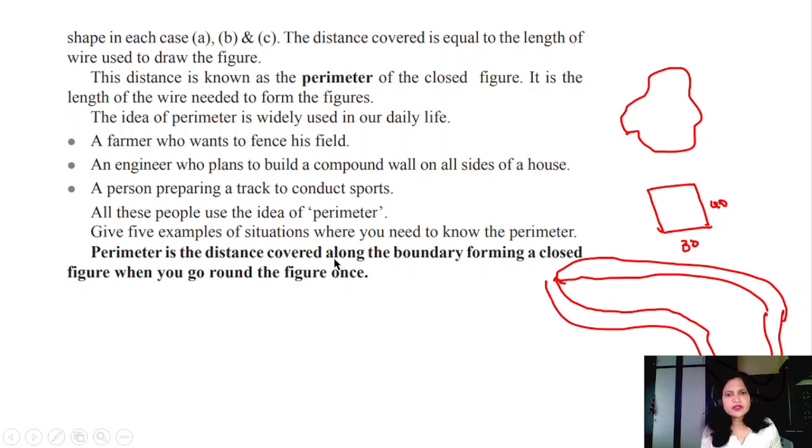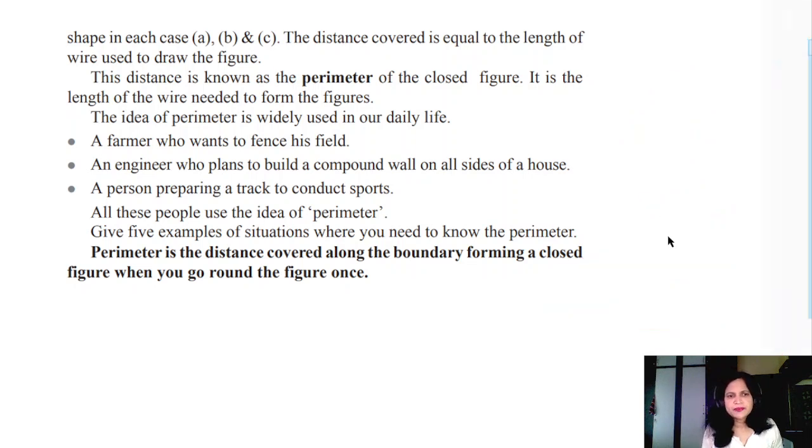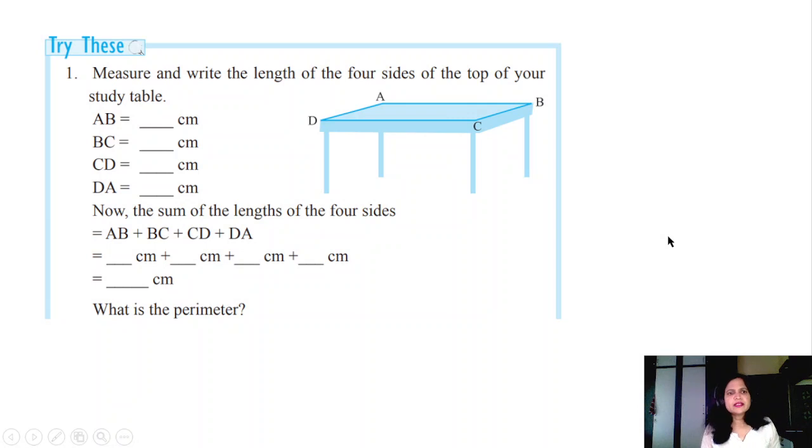Perimeter is the distance covered along the boundary, forming a closed figure when you go round the figure once. Similarly, when you go around this once by walking, that distance gives you the perimeter of that closed figure. Try these. Measure and write the length of the 4 sides of the top of your study table. If a study table is not available, any table in the house, a TV table will do. You just measure the perimeter of that.